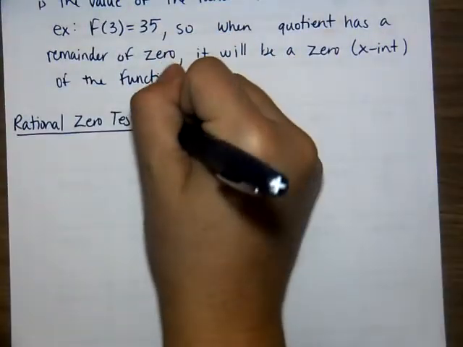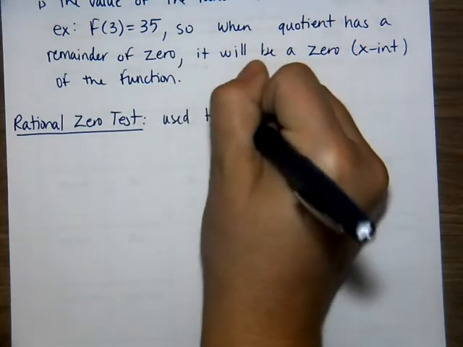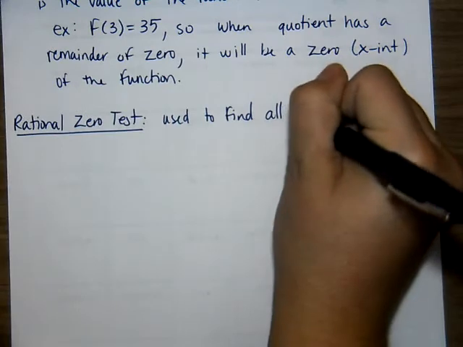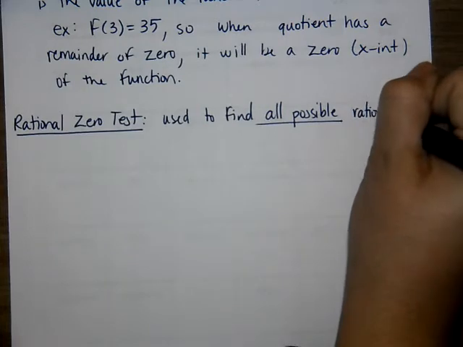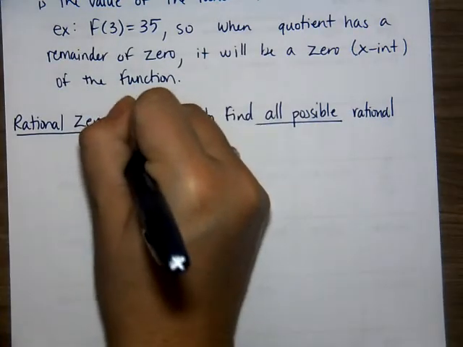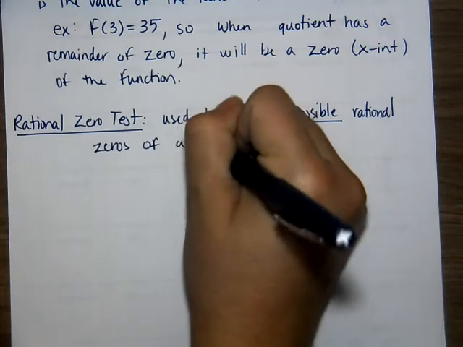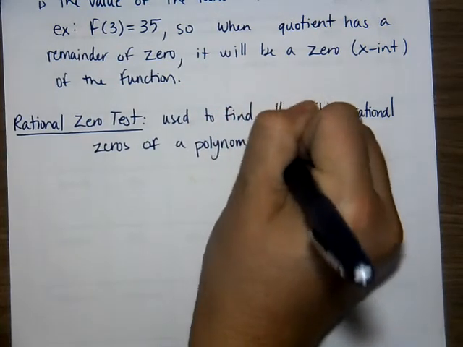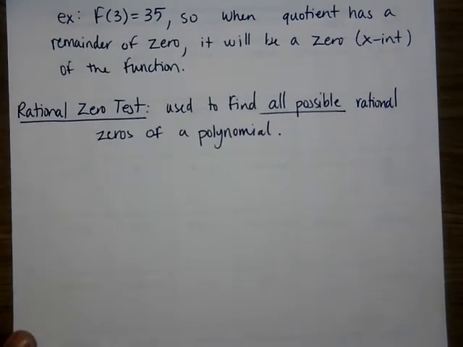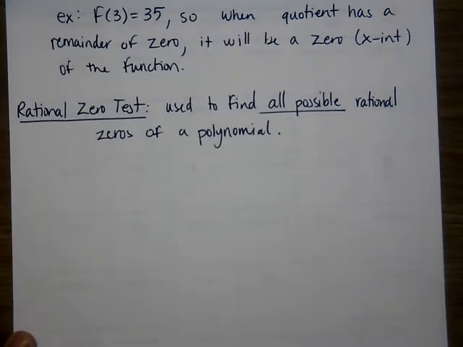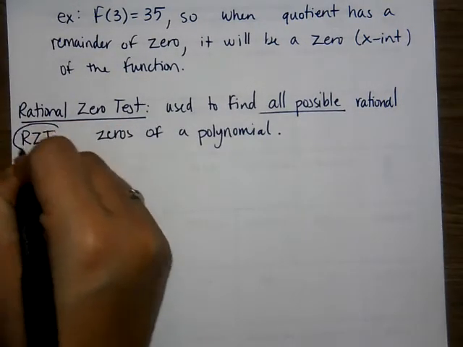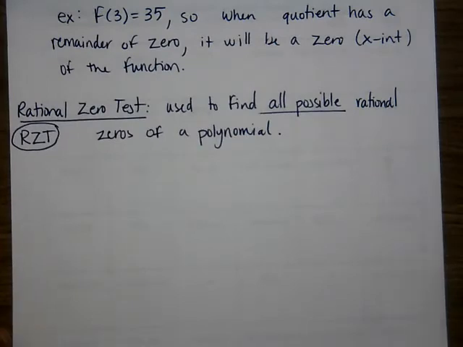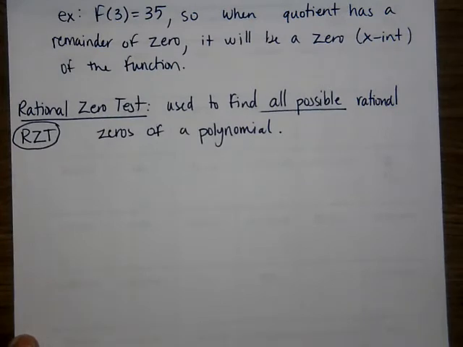So the rational zero test is used to find all possible rational zeros of a polynomial. We're going to refer to this as the RZT because it takes forever to write out rational zero test. So if we talk about RZT, that's what I'm talking about, the rational zero test.